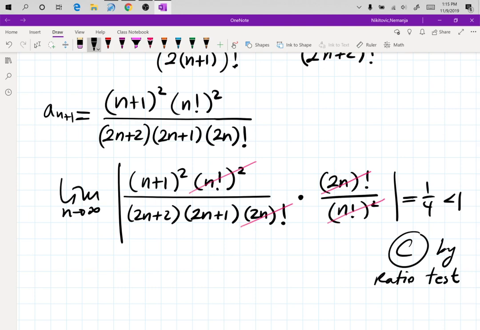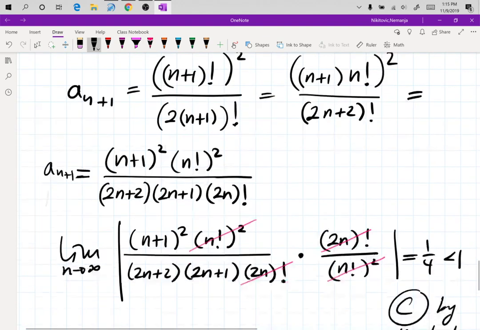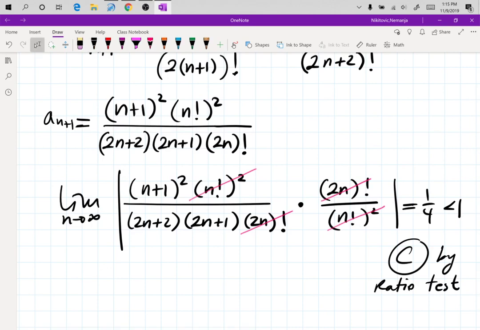Okay, sum of, and what is our problem? It's open parenthesis n squared divided by 2n factorial.